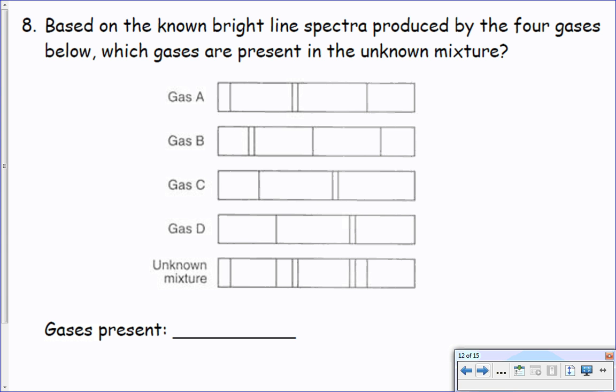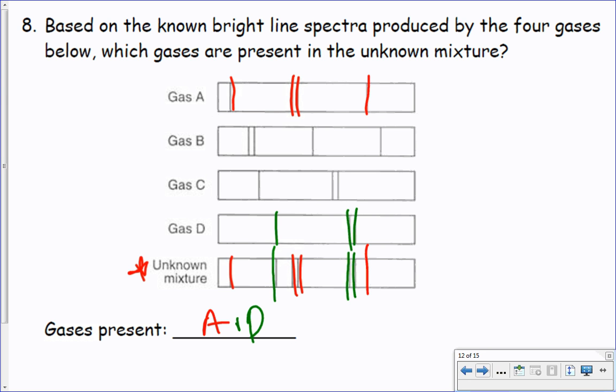This one's good though. So here we have an unknown mixture. This is going to be just like the lab. So here I have gas A, B, C, and D. Look, I have a line here and a line here. I have a line here and a line here. So I definitely have A, right? And yep, that's all A. And then here I have D and D. So I have A and D in my unknown mixture. See how that works?